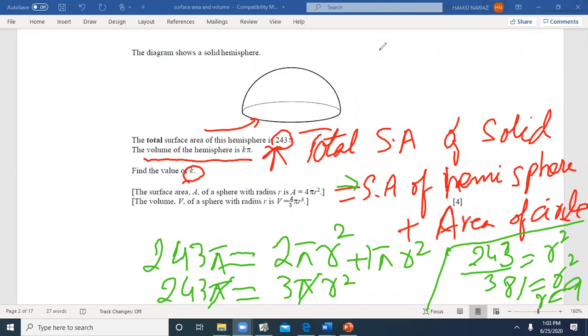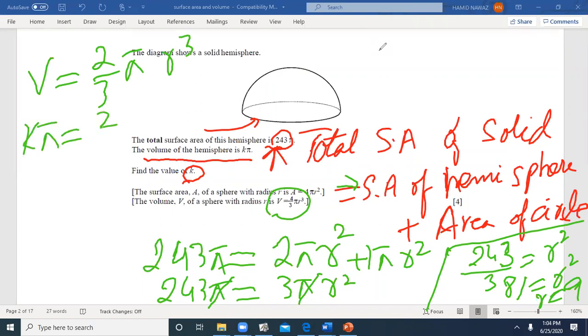So our purpose was what? To find out the value of k pi. Got it? No, it's not complete right now. What we will do is find out the volume. Volume of hemisphere is given over here. But again, it's a hemisphere. So volume is 2 by 3 pi r cubed. Now, what is r, and volume is given as what? k pi equals 2 by 3 pi r cubed.